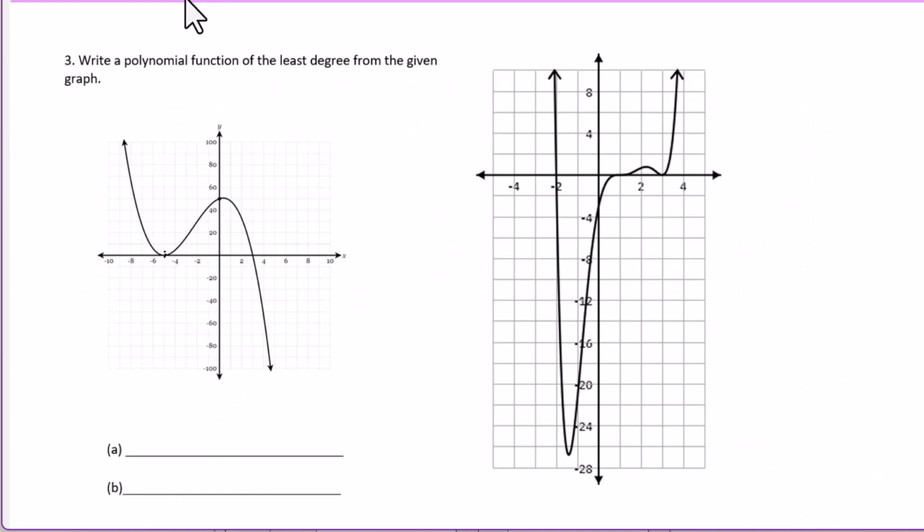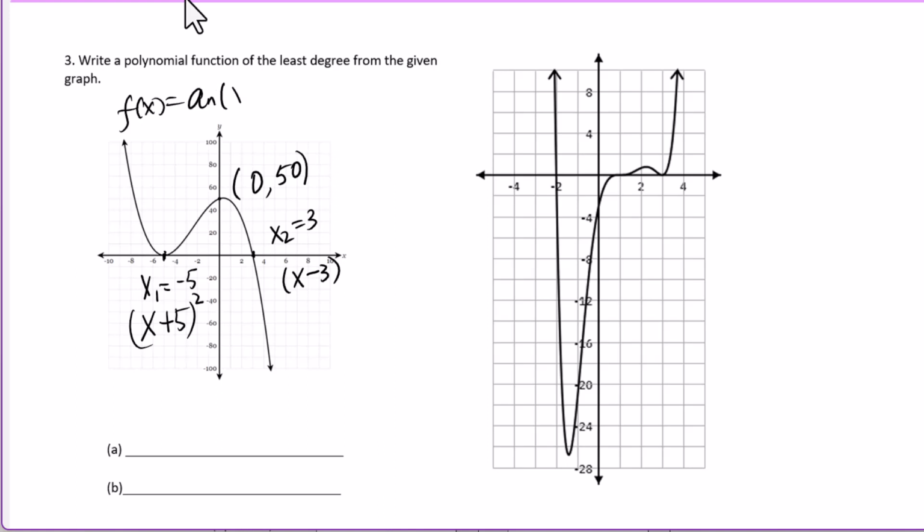Let's check the first graph. x1 equals negative 5. Bouncing back, we will write down (x plus 5) squared. x2 equals 3. Then the factor will be x minus 3. The y-intercept is (0, 50). So f of x equals a sub n times (x plus 5) squared times (x minus 3).